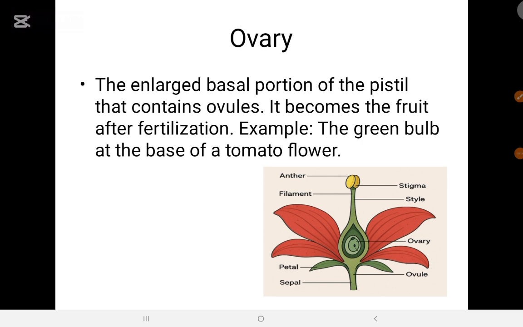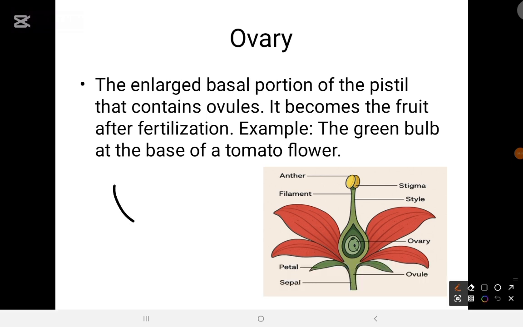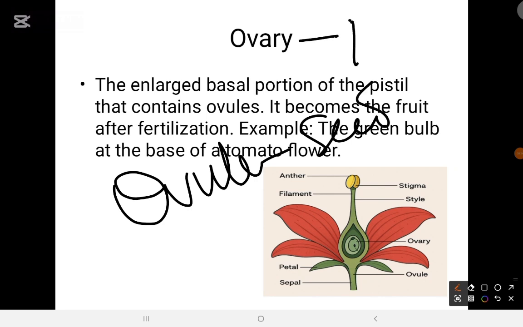It is the ovary that becomes the fruit after fertilization. Don't forget that the ovary turns to the fruit, while the ovule becomes the seed. The ovary becomes fruit after fertilization. All right.